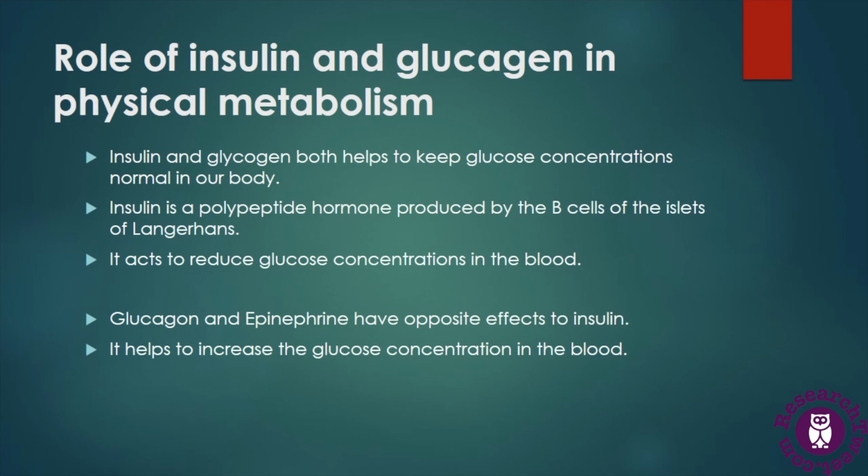The deficiency or lack of insulin in our body causes a disease called diabetes type 1 or type 2. Another type of hormones are glucagon and epinephrine, which have the opposite effect to insulin. These two hormones help to increase the glucose concentration in our body.